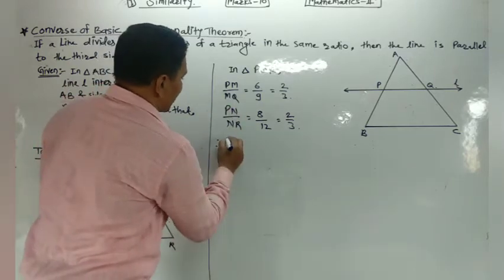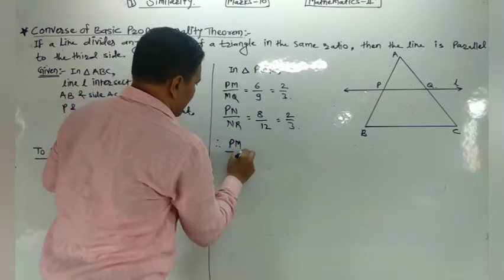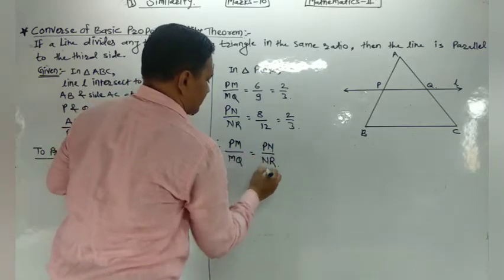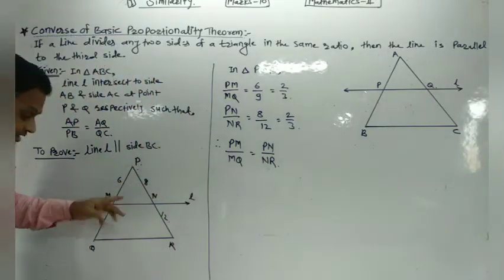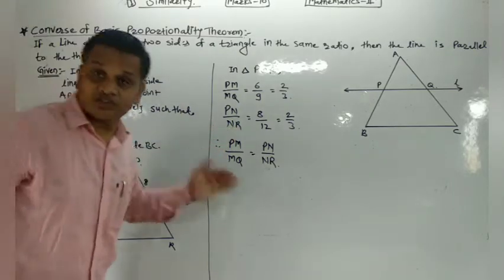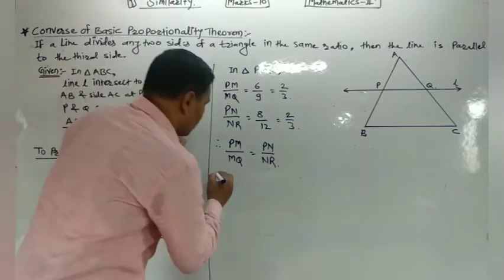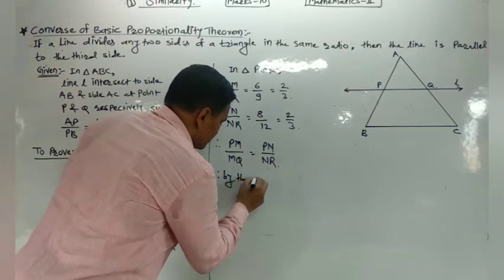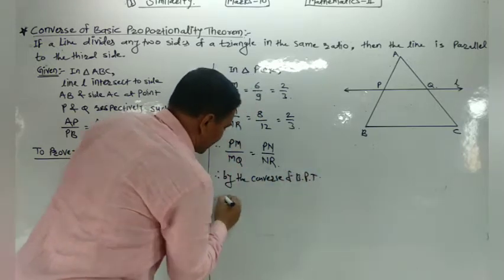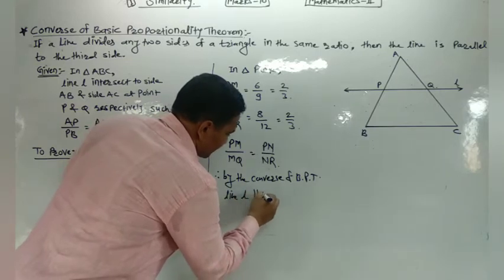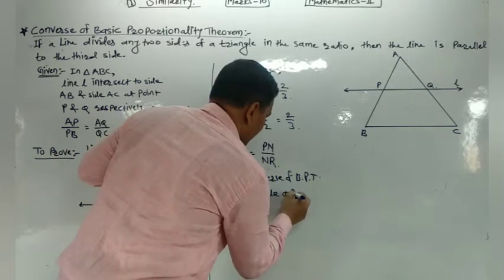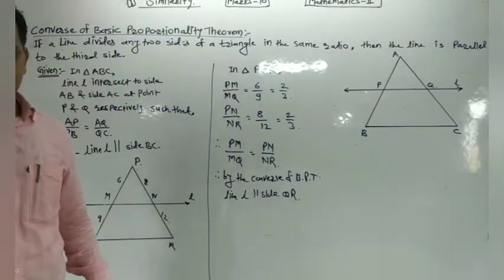Means from this we say that PM by MQ equal to PN by NR. This means that line L divides sides PQ and PR in the same ratio, or the equal ratio. Therefore, by the converse of BPT, we say that line L is parallel to side QR. Right?